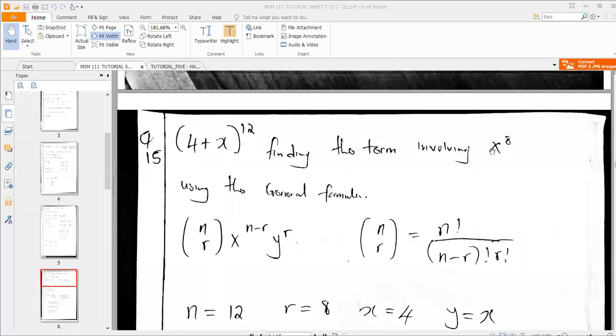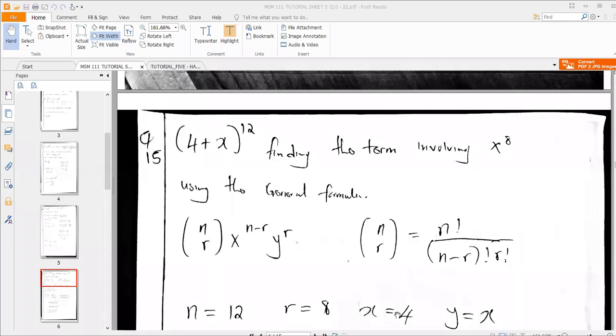Our r here, we can identify it through this. We have been told to find x to the power 8, isn't it? So it simply tells us that here our r should be 8, right? So where there's y, when we plug in x here, the power, no matter what it is, should be 8. So it's like a guide for our r, right?